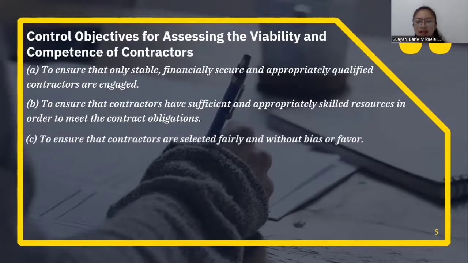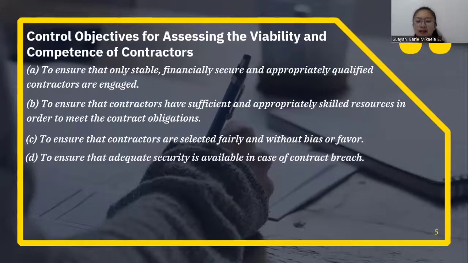C, to ensure that contractors are selected fairly and without bias or favor. As a professional, it is important to have objectivity in every decision we make and to treat everyone fairly and without bias, since it will show our integrity in every decision we make.